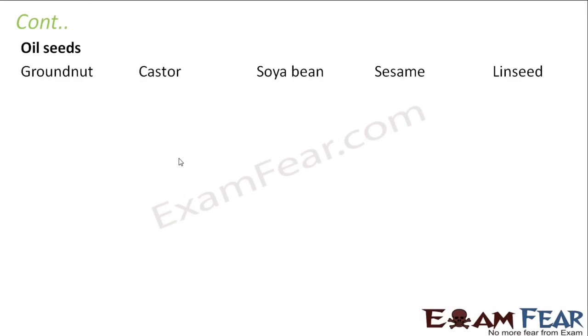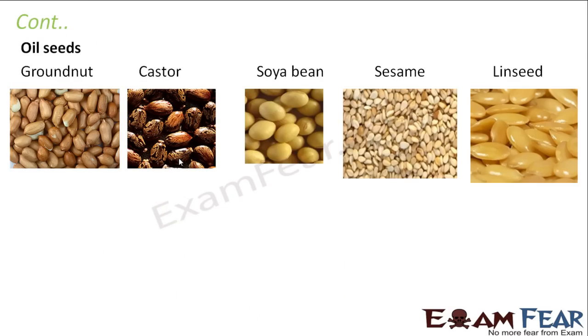Next, if we talk about the oil seeds, the seeds which can generate oil, for example, groundnut, castor, soya bean, sesame, linseed. You would have heard of sunflower oils which are available in the market. They are also obtained from these oil seeds. Similarly, you would have heard of castor oil. Some people put it on their hair because they say castor oil will help in hair growth. Similarly, you have soya beans.